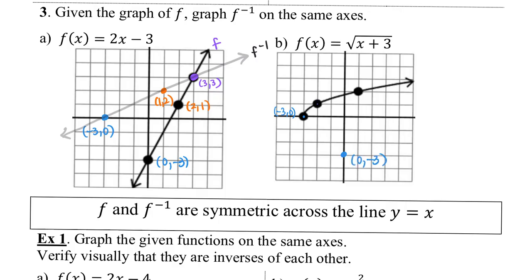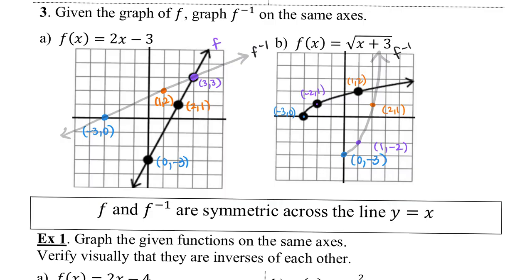Okay, what's the next point? This is (-2, 1). So if I go to (1, -2), and then what's this last point? So I have (1, 2), which means (2, 1) is also on my graph. Okay, so I'm going to go ahead and sketch the graph for this. It started at the blue point and went through the purple and the orange and then had an arrow. So for the inverse, it starts at the blue point, goes through the purple and the orange, and then it has an arrow. Okay, and then that is the graph of f inverse.